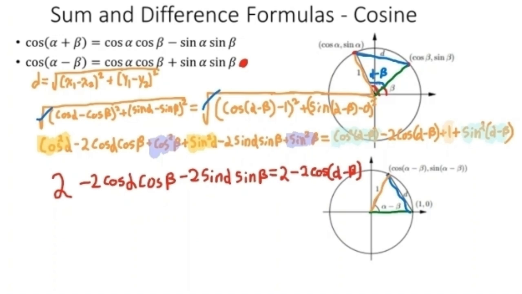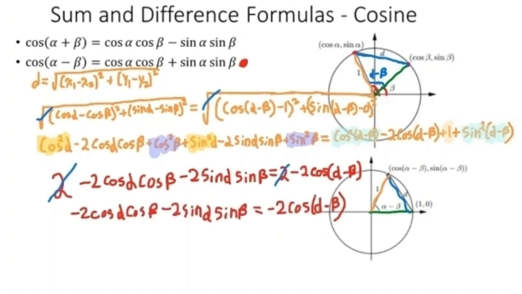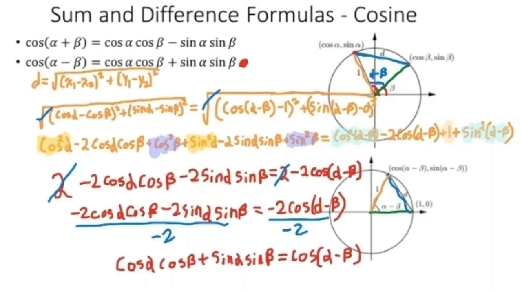Now we have a 2 on each side of the equation. They're going to cancel, and we now have negative 2 cosine alpha cosine beta minus 2 sine alpha sine beta equals negative 2 cosine of alpha minus beta. Divide both sides by negative 2, and we have the identity we were trying to establish.